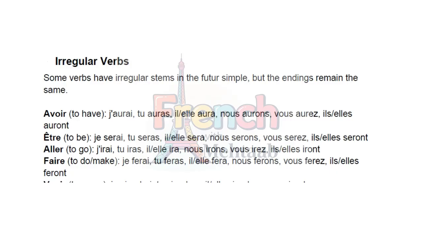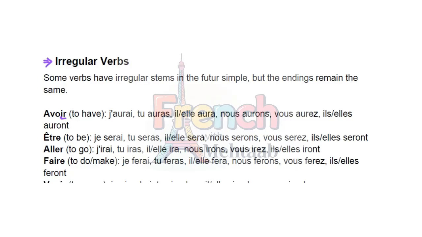Okay, for the irregular verbs, it's not the same. We cannot take a verb like avoir, it's a simple verb, but it's an -ir ending verb. So the ideal rule should be that we add the same endings to this verb, but no, this is not going to happen because avoir is an irregular verb. So for the irregular verb, there are irregular stems in the future simple, but the ending remains the same. So what do we have to do? We have to just memorize that irregular stem for that particular verb. Okay. So that's what we are going to study here in the irregular verbs.